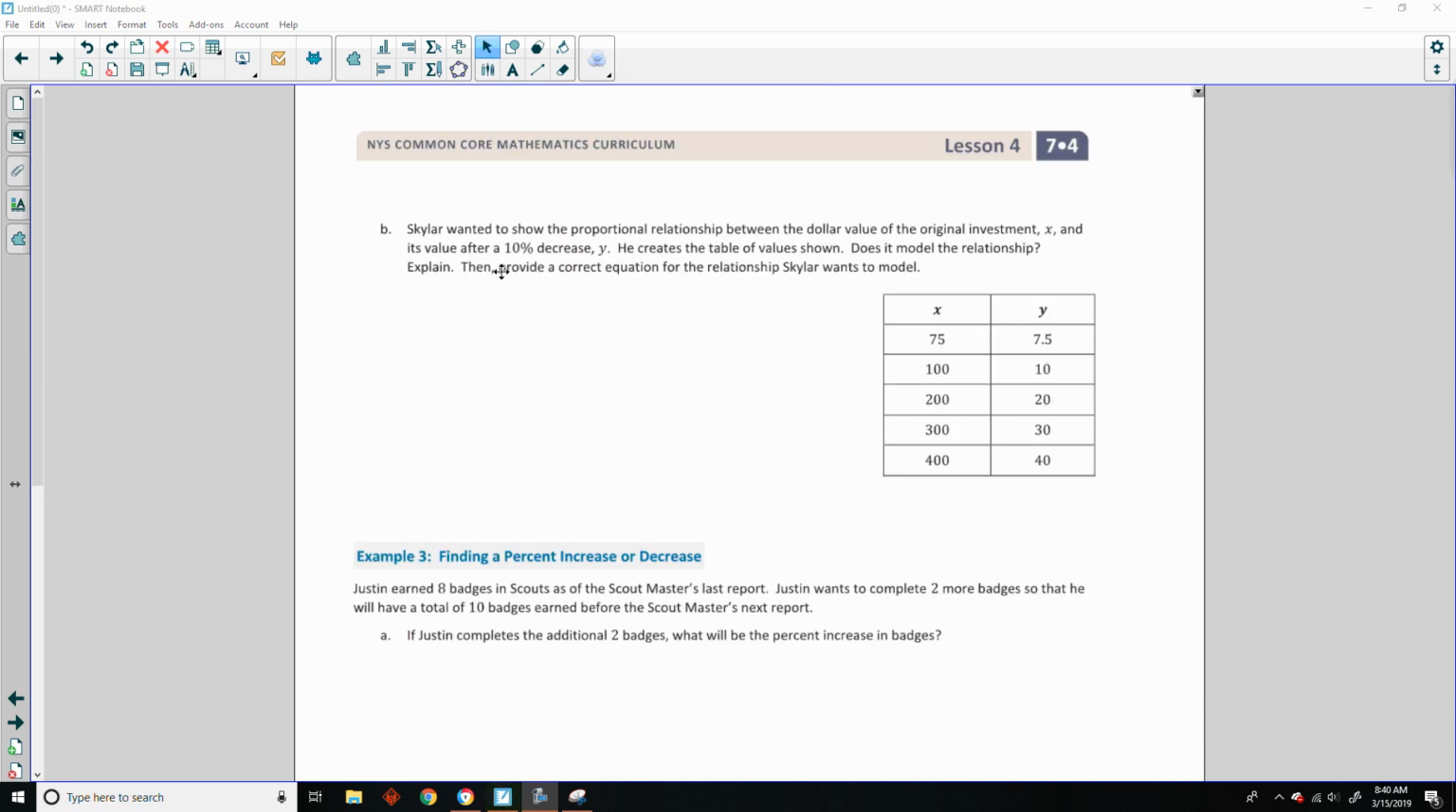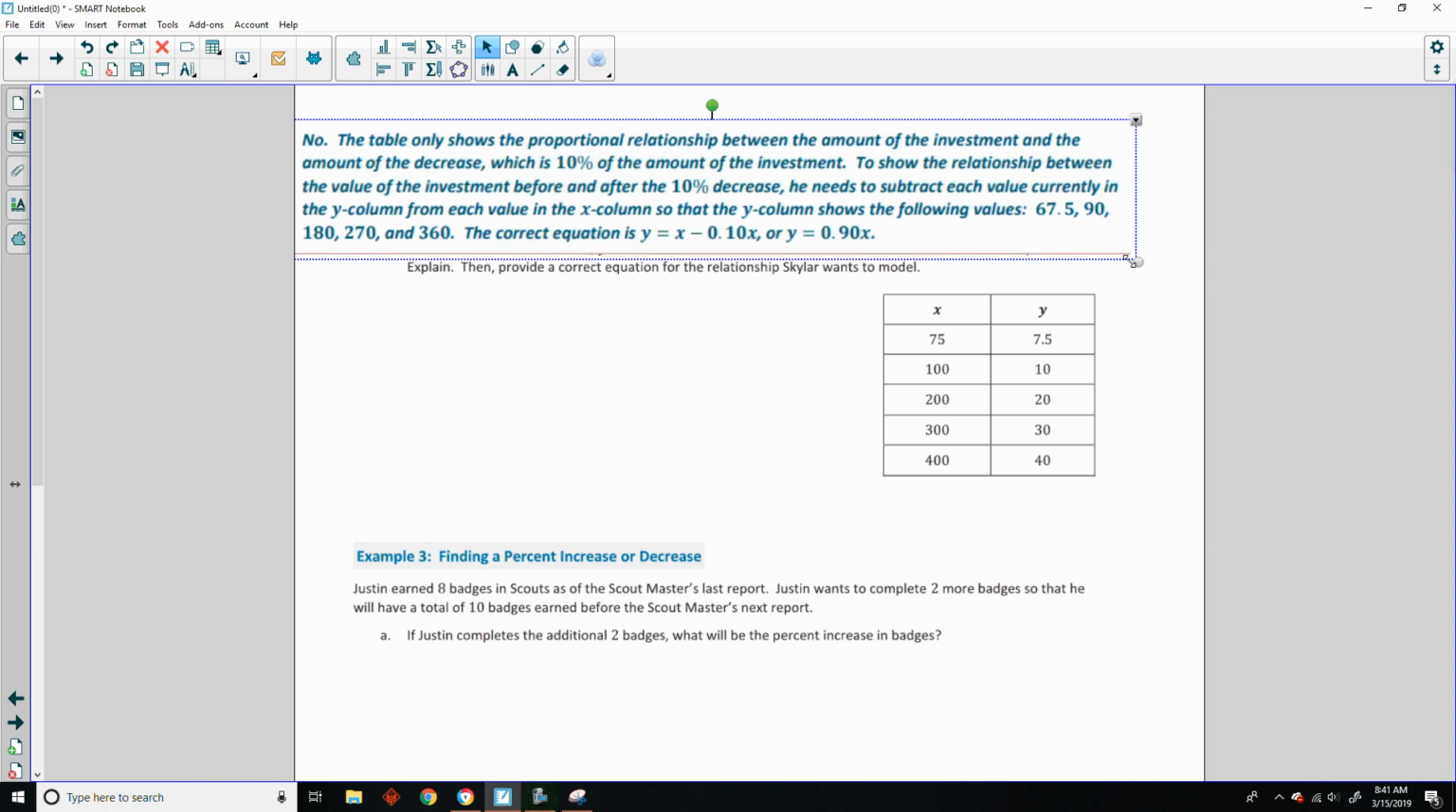Part B. Skylar wanted to show the proportional relationship between the dollar value of the original investment X and its value after a 10% decrease. He creates a table of values shown. Does it model the relationship? Explain. Then provide a correct equation for the relationship Skylar wants to model. Okay, so here he's saying $75 is 7.5%, $100 is 10%, $200 is 20%, $300 is 30%, and $400 is 40%. Is that correct? And the answer is no.